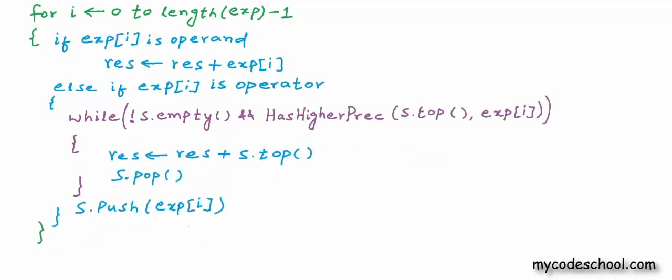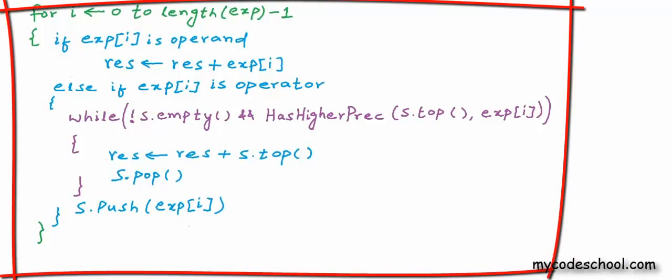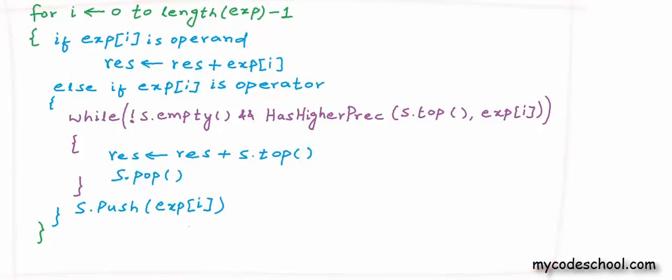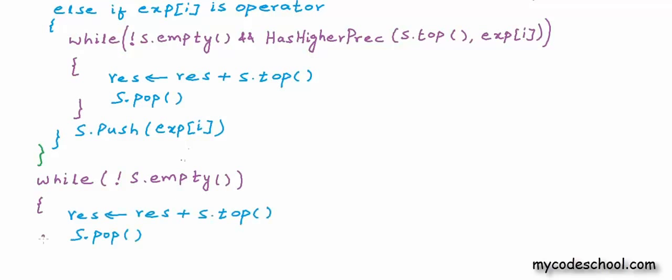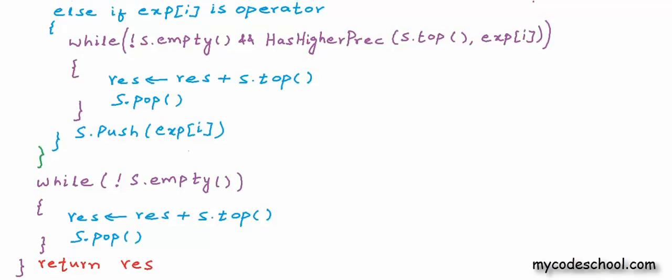S is an object of some class that will have these functions top, pop, and empty. Okay, so this is the end of my for loop. At the end of it, I may have some operators left in the stack. I'll pop these operators and append them to the postfix string. I'll use this while loop. I'll say that while the stack is not empty, append the operator at top and pop it. And finally, after this while loop, I can return the result string that will contain my postfix expression. So this is my pseudocode for whatever logic I've explained so far.